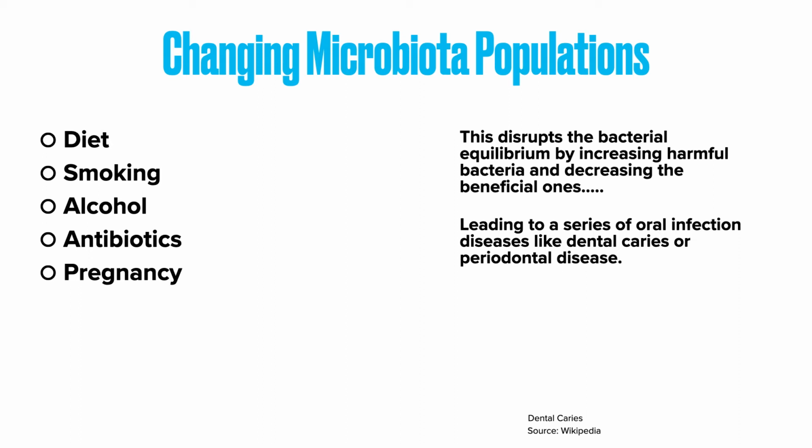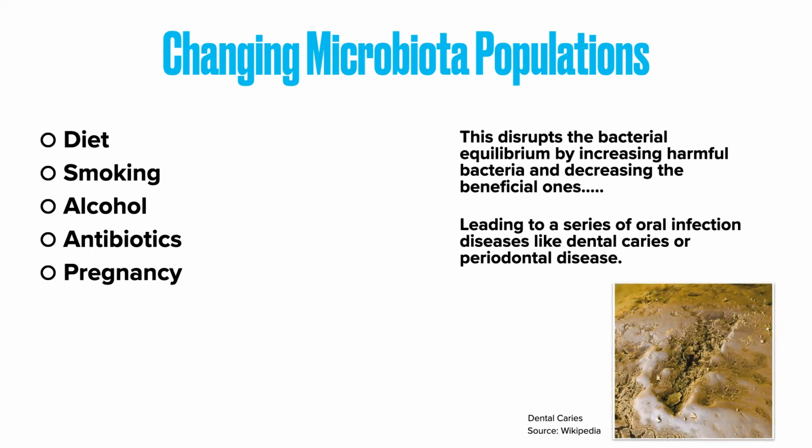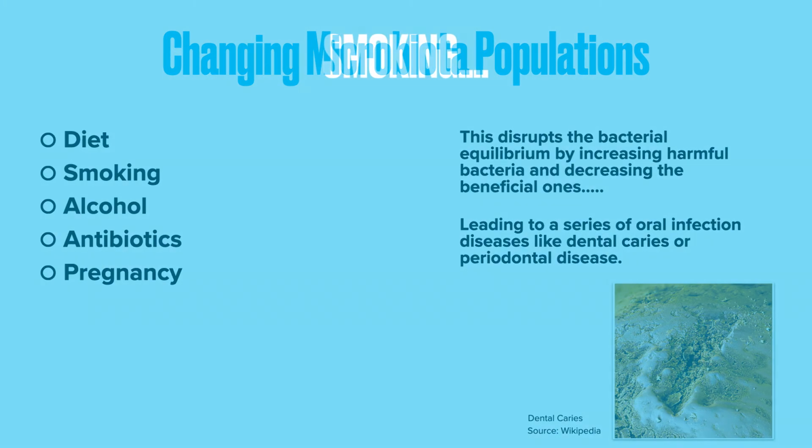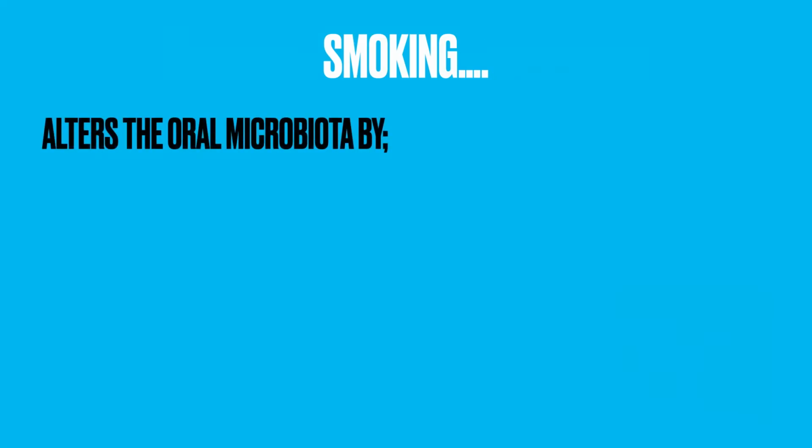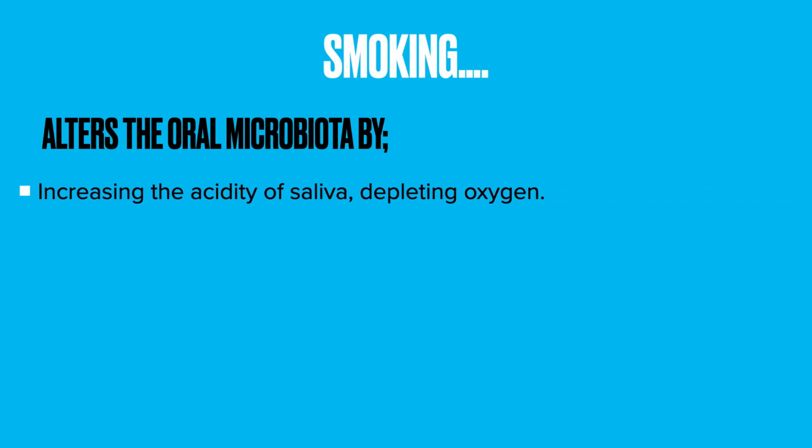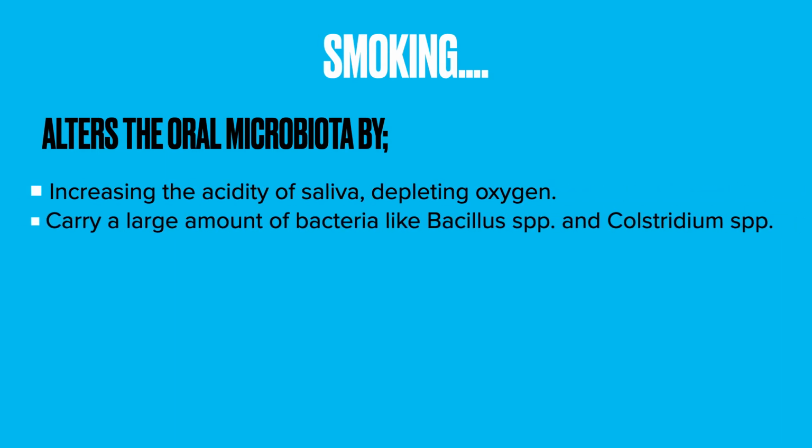So a diet of sugars and frequent snacks can lead to dental caries, while a diet with fibrous foods like vegetables can maintain good bacteria and a good homeostatic state. Smoking can alter the oral microbiota by increasing the acidity of saliva, depleting oxygen, and cigarettes actually carry a large number of different bacteria, and some of these can survive the smoking process and colonize the oral cavity.